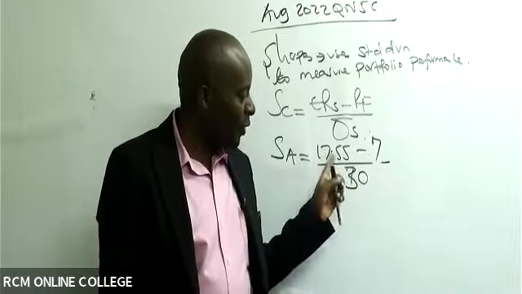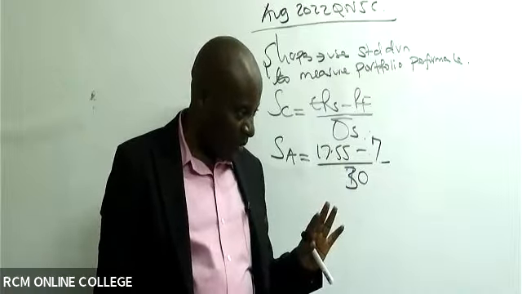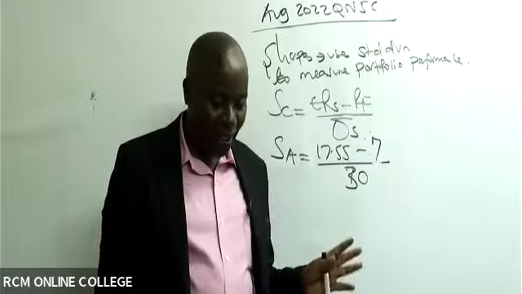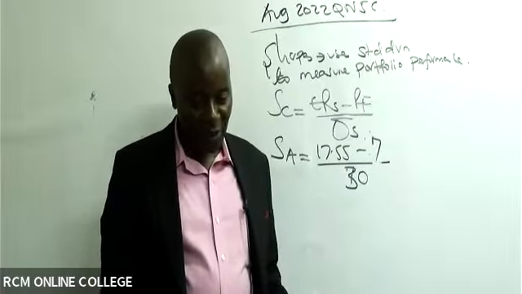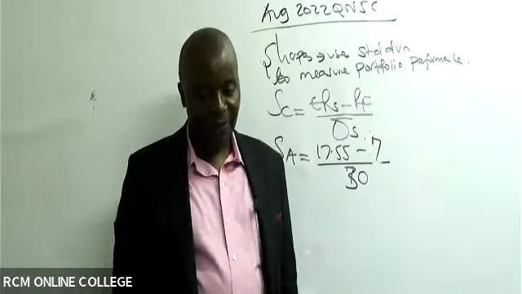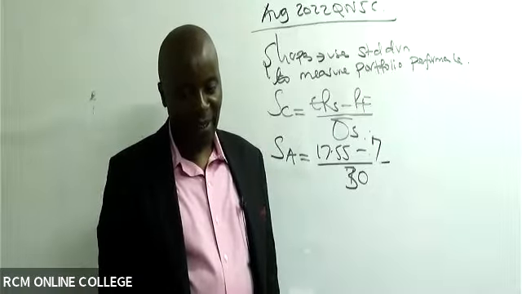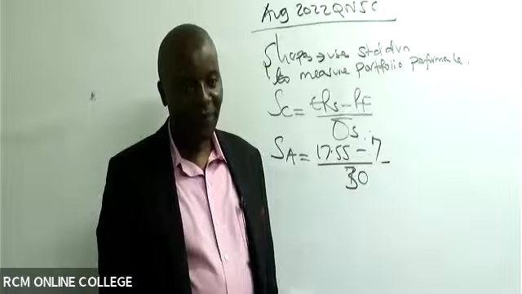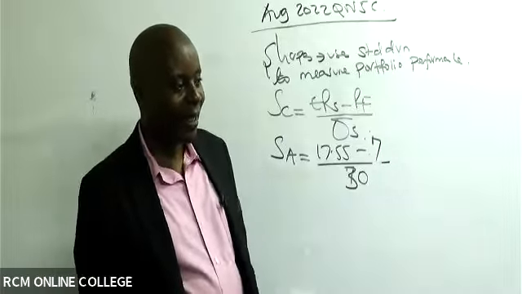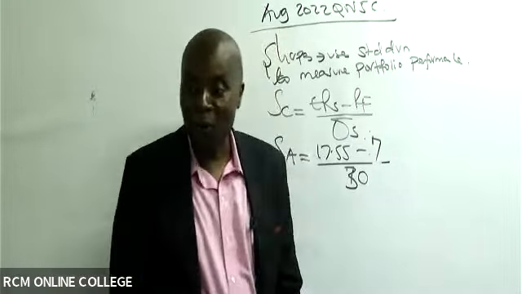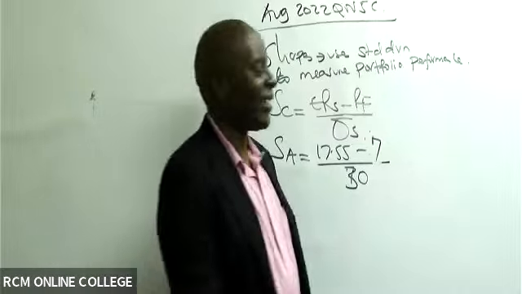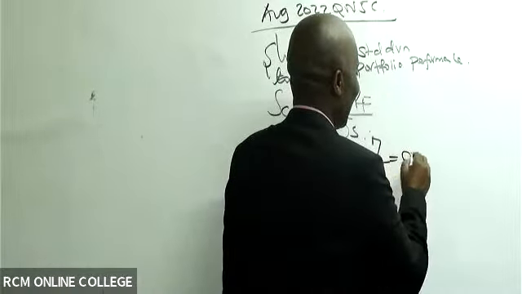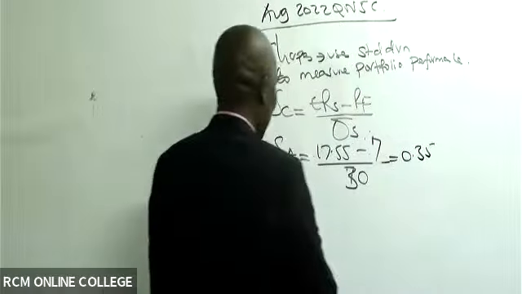So 17.55 minus 7 equals whatever answer you get, you divide by 30. 0.35. Thank you very much. That is Sharpe's for A.